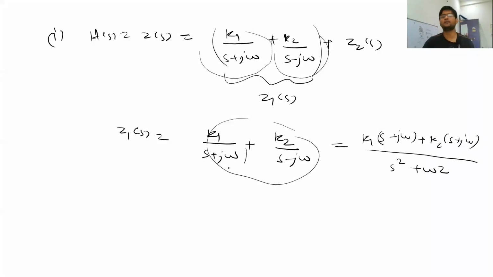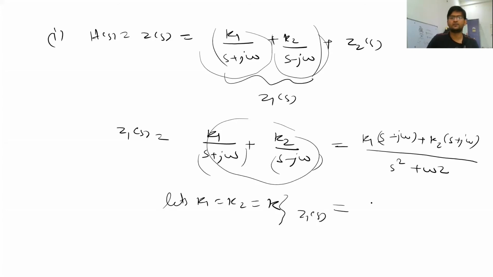So if you multiply these two, you will get S square plus omega square. So ultimately we will get, let's assume K1 is equal to K2 is equal to K, for simplicity. So in this case, we will get finally our Z1S is equal to 2Ks divided by S square plus omega square.